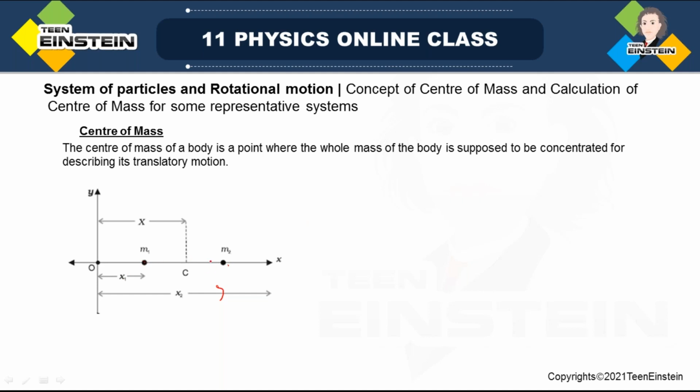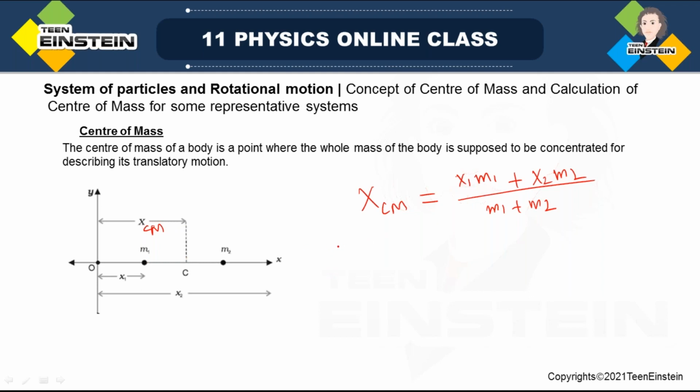I have got the individual positions of the masses. Let us say the center of mass is somewhere in between m1 and m2. So the center of mass, which I'm writing as xcm, is defined as x1 m1 plus x2 m2 divided by m1 plus m2. This is called the center of mass coordinate of this two particle system.